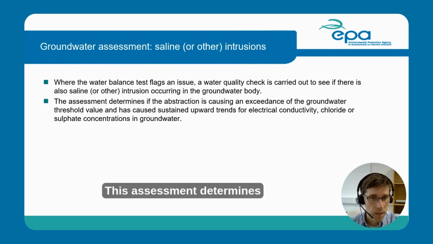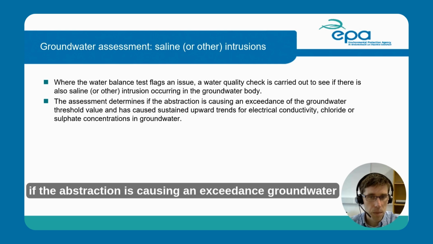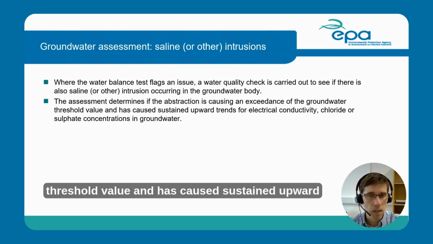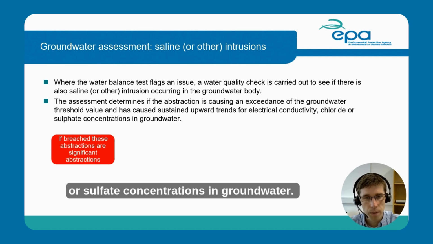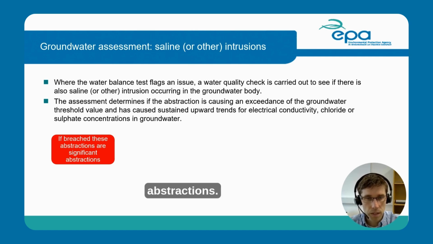This assessment determines if the abstraction is causing an exceedance of the groundwater threshold value and has caused sustained upward trends for electrical conductivity, chloride, or sulfate concentrations in groundwater. If breached, these abstractions are significant abstractions.